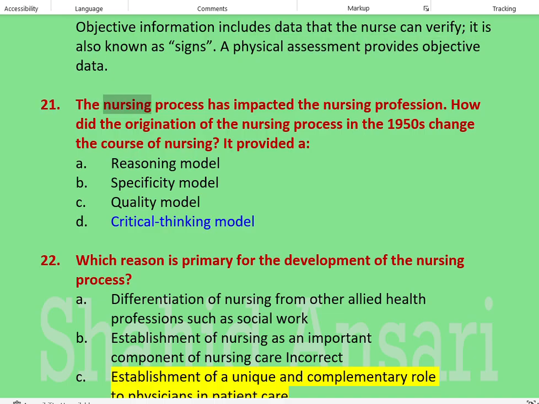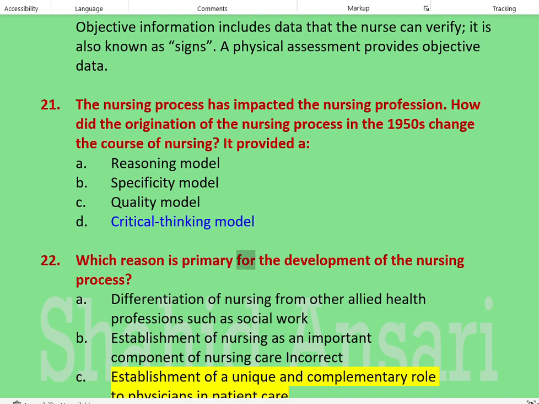21. The nursing process has impacted the nursing profession. How did the origination of the nursing process in the 1950s change the course of nursing? It provided: A. Reasoning model. B. Specificity model. C. Quality model. D. Critical thinking model.